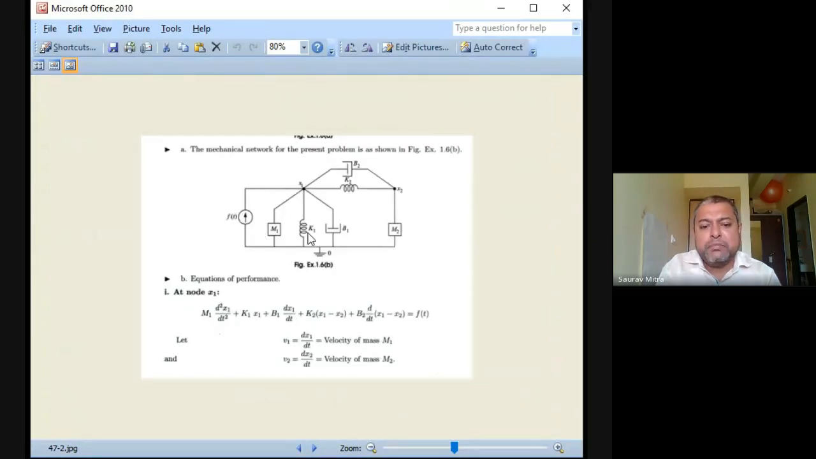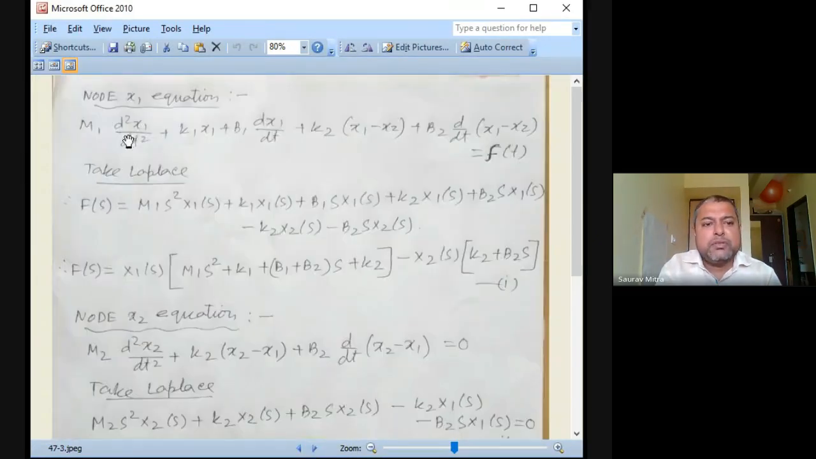So this is M1, K1, and B1, all related to x1. So M1 d²x1/dt², K1 x1, B1 dx1(t)/dt. Then there are common elements, that is k2 (x1 minus x2). You are writing the node equation at x1, that's why it is x1 minus x2. Then k2 and b2 are the common elements, so this is b2 d/dt (x1 minus x2) is equal to F(t).